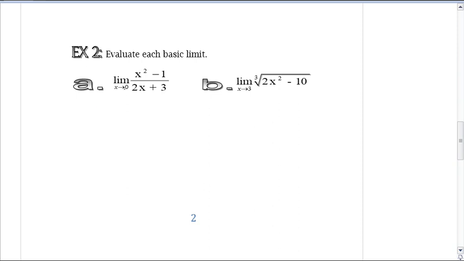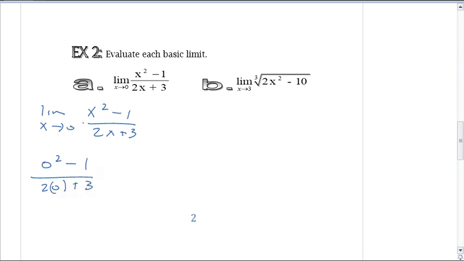Okay, so let's go ahead and plug in a 0. We have limit as x approaches 0 of x squared minus 1 over 2x plus 3. If I plug in a 0, I get 0 squared minus 1 over 2 times 0 plus 3. Remember, as soon as I plug in that x value, you drop the limit. So it looks like I get negative 1/3 as my answer. Now you know why all the students love this. It's fairly easy.